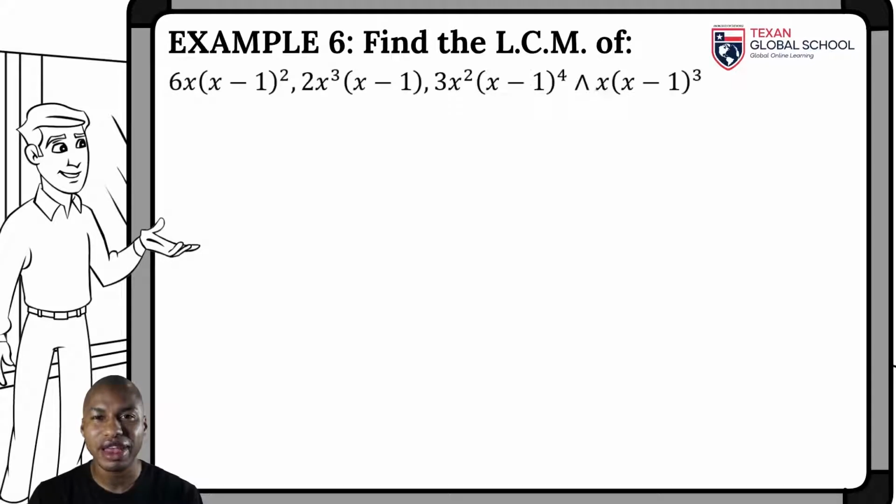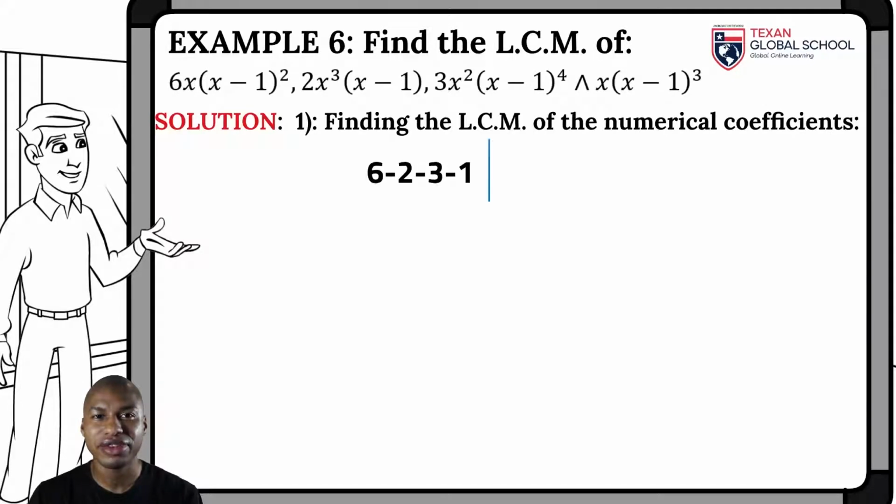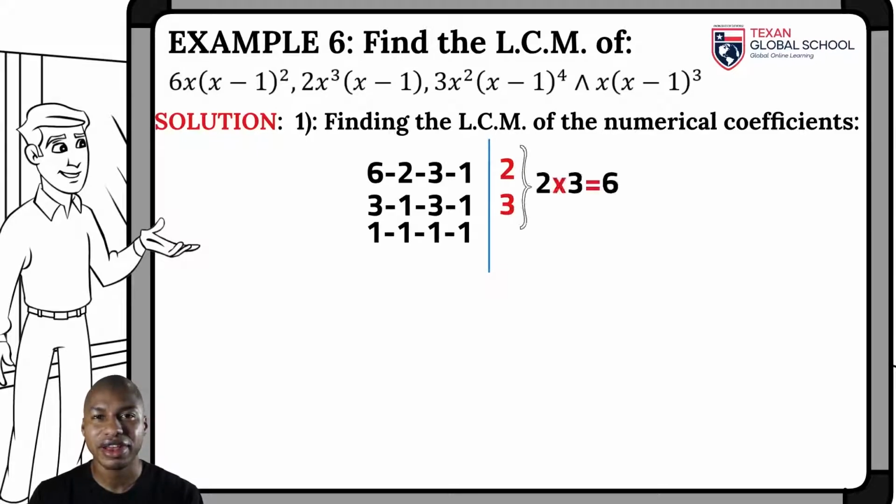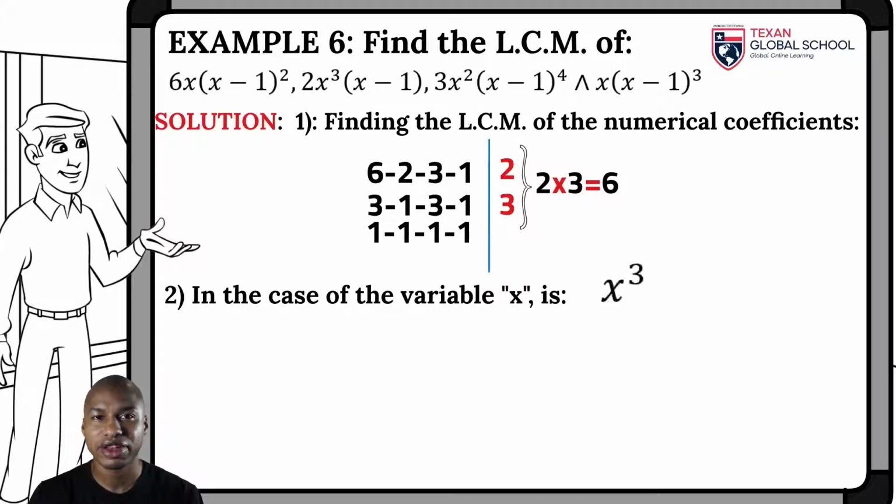In the following example, we will first obtain the least common multiple of the numerical factors 6, 2, 3, and 1. At least one of those numbers is divisible by 2. Finally, the last multiple is 3. Therefore, the least common multiple of those factors is 6. In the case of the variable x, it will be the one with the greatest exponent. So, it's x cubed.